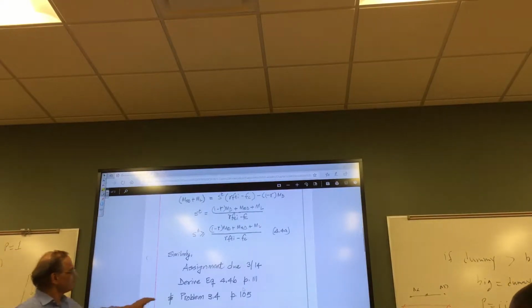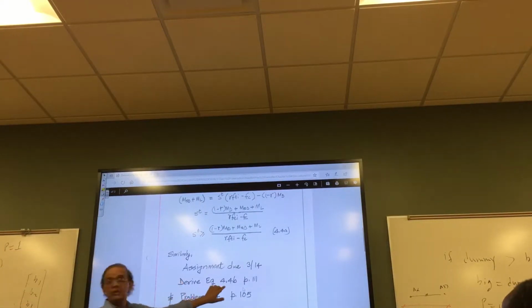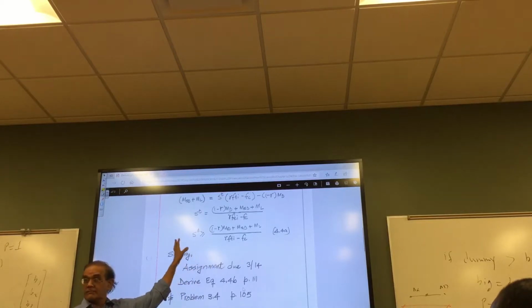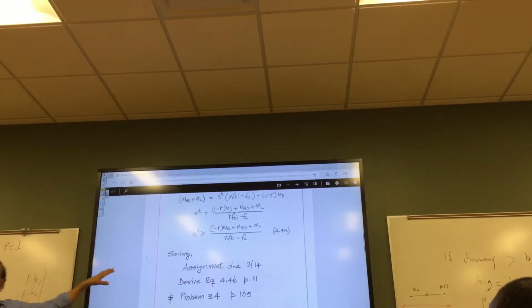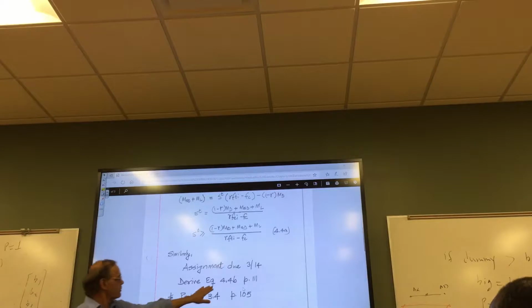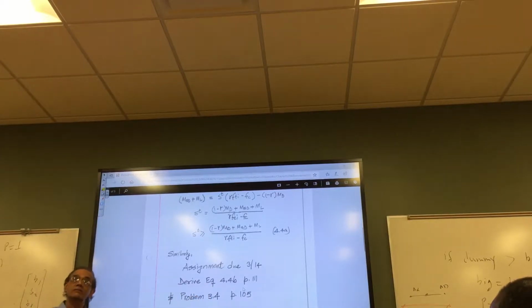Okay, so we will do this: 4.4b. 4.4a, I have just gone through that. So I'll give you this, and you need to do 4.4b. And then problem 3.4, which is a pre-stress loss problem with all factors now, including the anchorage loss and the friction loss, right?